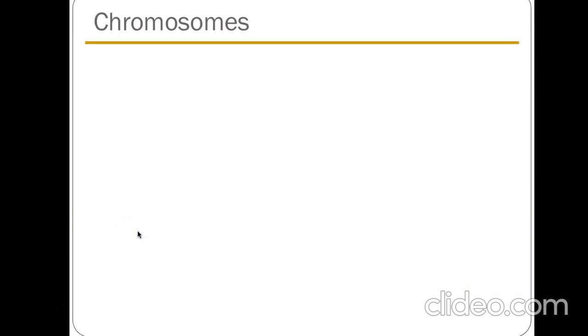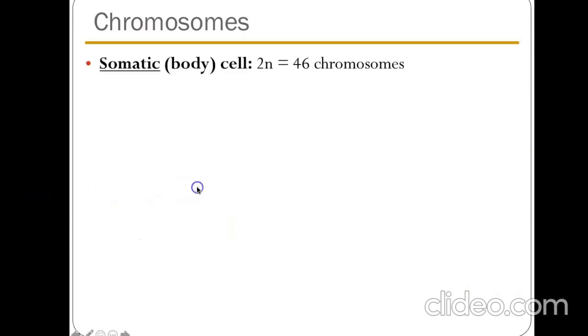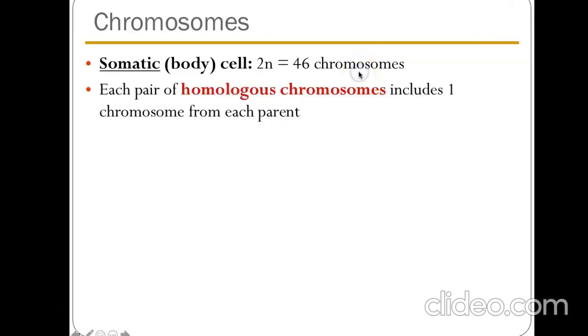Page 170. I'm going to go through a few more vocab words. So we're still not talking about the process of meiosis yet. Let's talk about just general vocab. Somatic cells are body cells that are not sperm and egg. I know I've gone over these words before, so I'm going to go through quick. Each pair of homologous chromosomes include one chromosome from each parent.